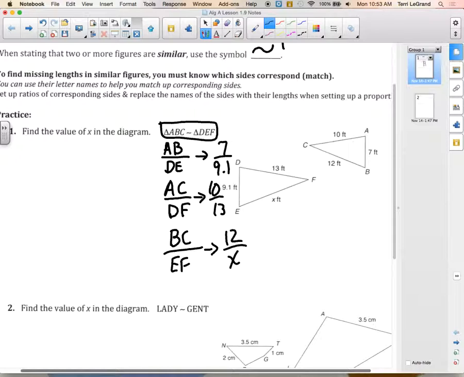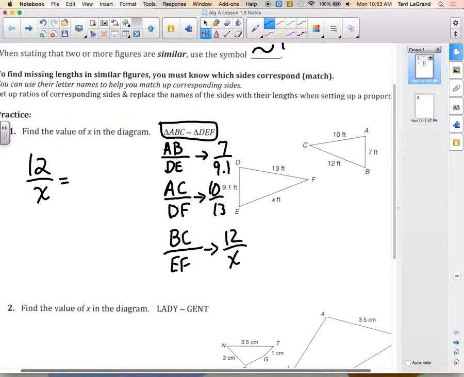AC over DF and AB over DE. Which one do we absolutely have to use? BC over EF, because that one has X in it. We have to use that one. Otherwise, how are we going to find X? So we're going to do 12 over X equals, and now we only need to use one of the other ratios because we only need one more ratio to set up our proportion.